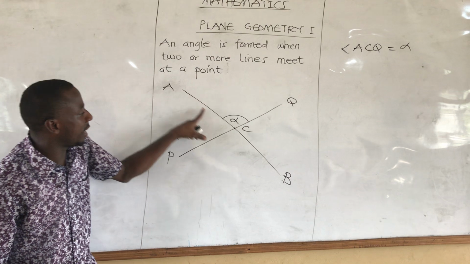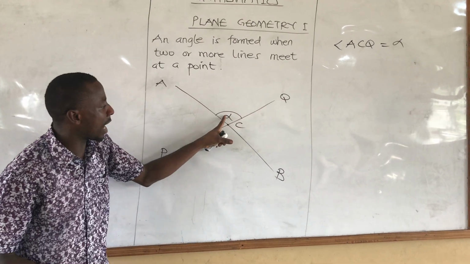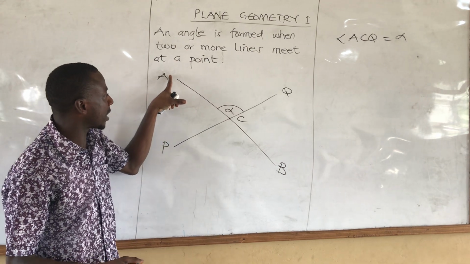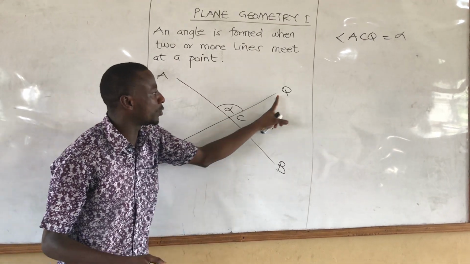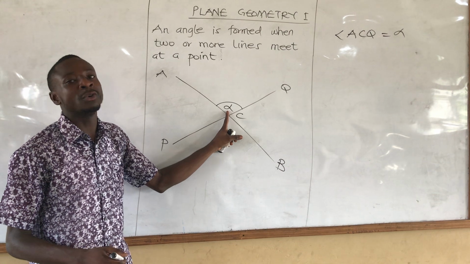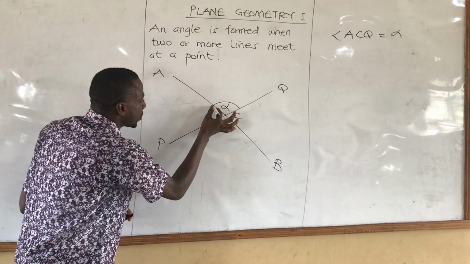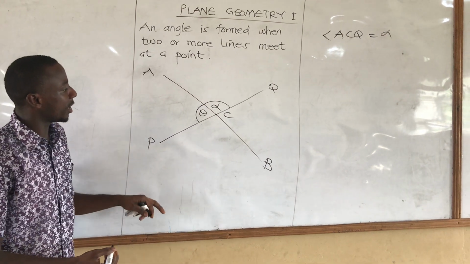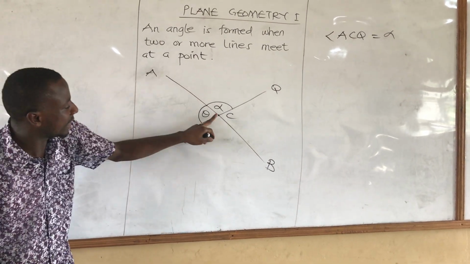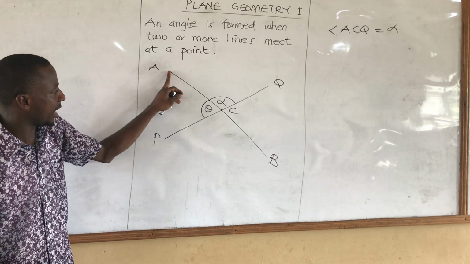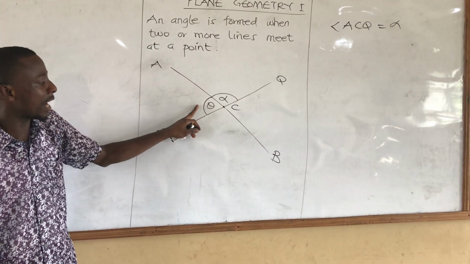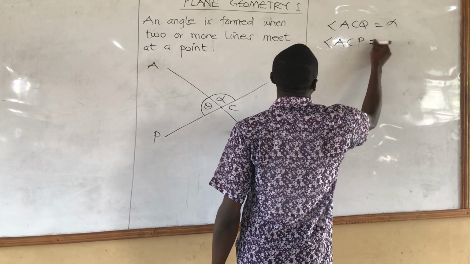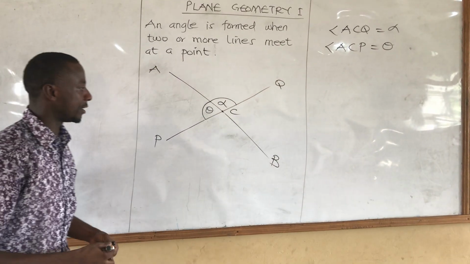So angle ACQ, because the angle is forming between AC and CQ. So you just start from point A to point C to point Q. That is how the angle will be named. Now we can also name another angle here, angle theta. Now from here, we have points ACP. That is how this angle was formed. So we have angle ACP will be angle theta.